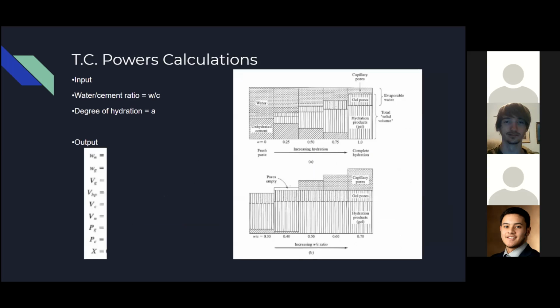All you need for these calculations is the water cement ratio and the degree of hydration. I'm not going to go into details about how all these outputs are calculated, but on the webpage, we're going to show the computations involved in calculating the outputs, like the volumes, evaporable water, porosity, gel space ratio. Then we're going to show a visual aid, like the one shown on the right of the slide. Next, we have mix design.